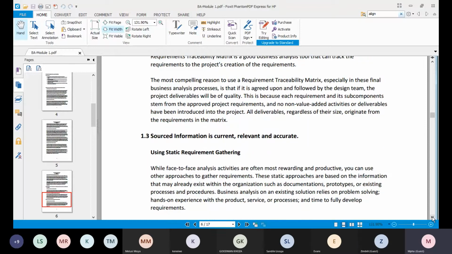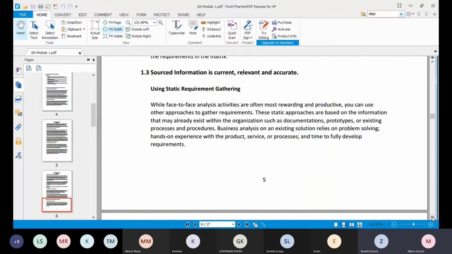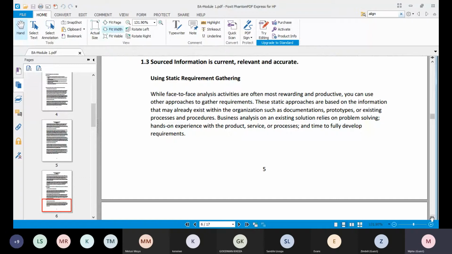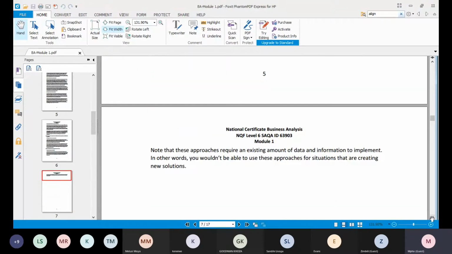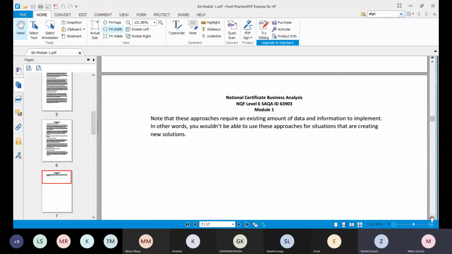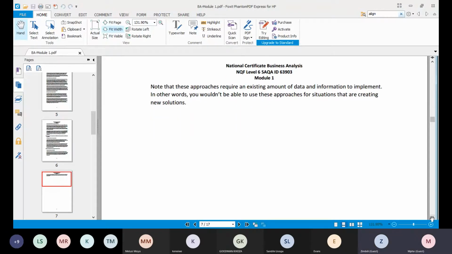I'm going to move on to requirements gathering. Static requirements gathering refers to approaches that are based on information that may already exist within the organization, such as your documents and your prototypes. This is usually used for existing processes or projects. You won't use a static requirements gathering method when you have to implement a new project. It's used for updating an existing process or an existing project. So yeah.